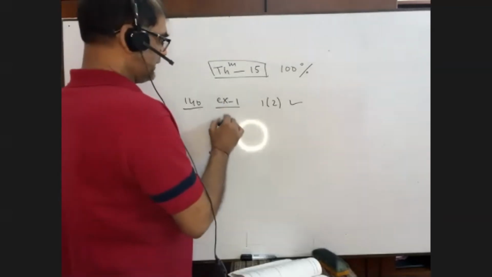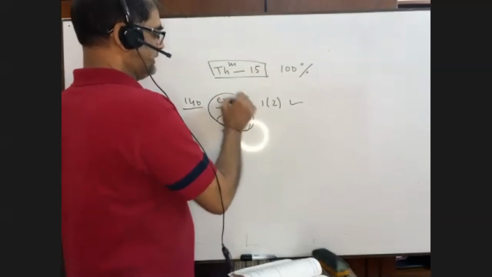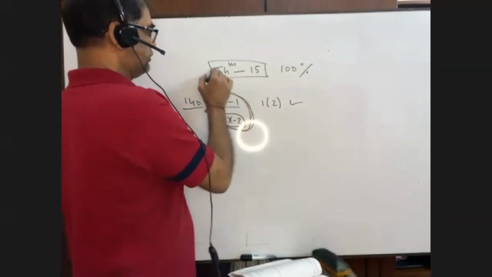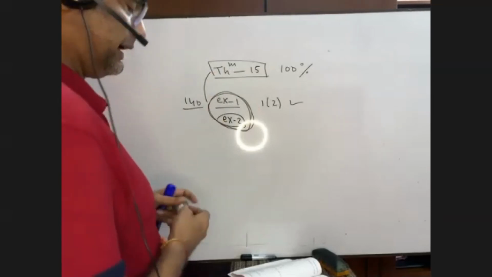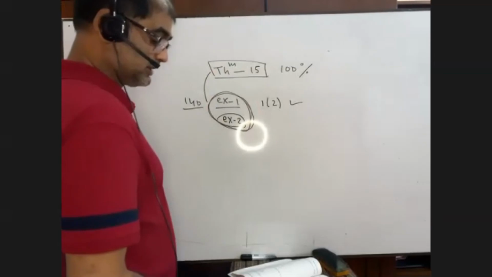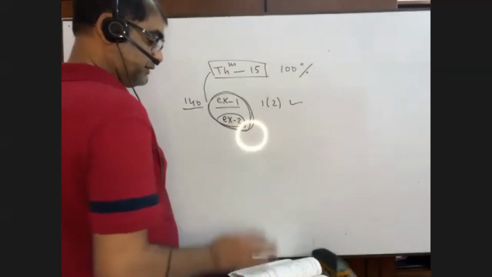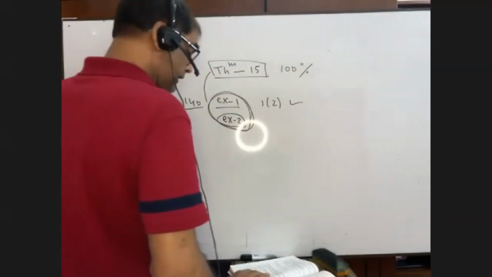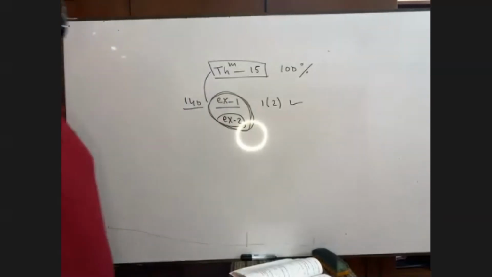Example 1 and example 2. These two maths are to be done. Example 1, example 2, and theorem 15 have to be done. It is given in the book for this. I am not going to do it, but I want to just solve it for you. Now, I am going to another question of exercise 6.3.